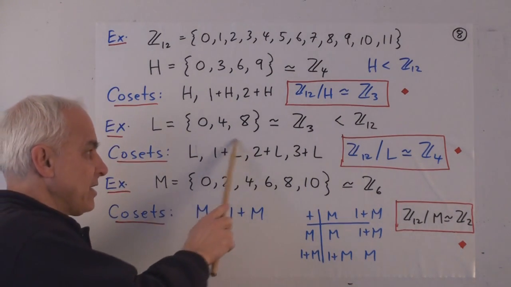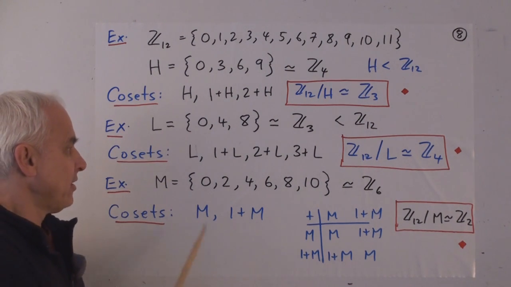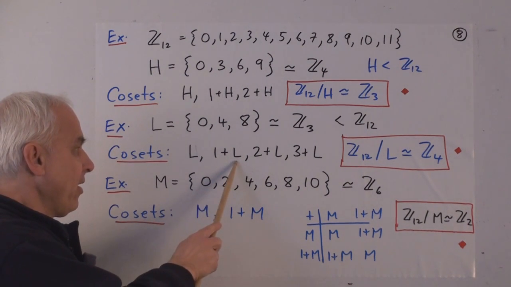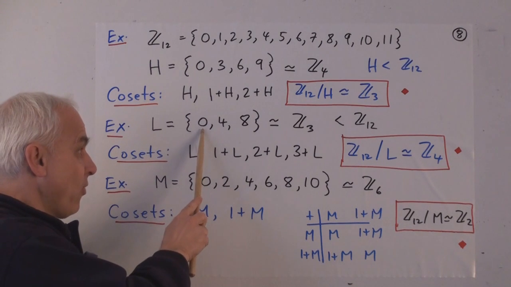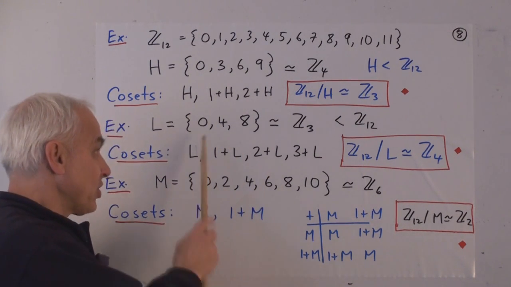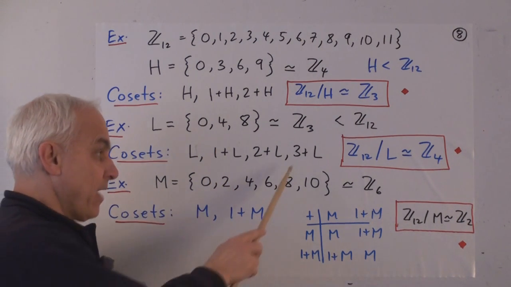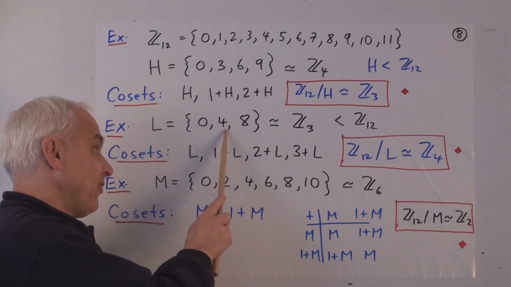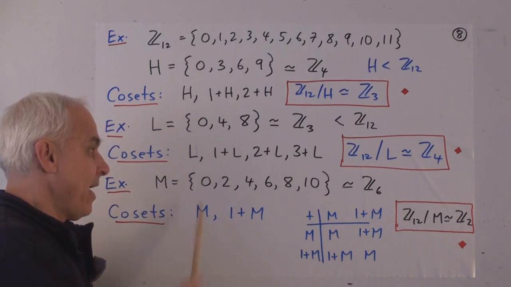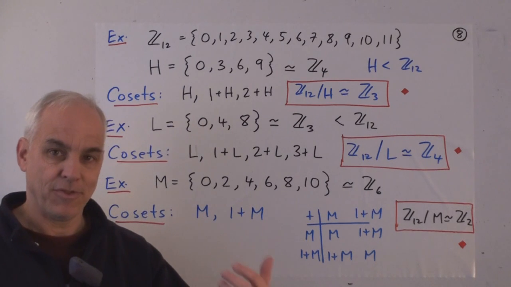And what are the cosets of this thing? Well, if we add 1 to it, we get the coset 1 plus L, consisting of the elements 1, 5, and 9. Then there's the coset 2 plus L, which consists of the elements 2, 6, and 10. And 3 plus L, consisting of 3, 7, and 11. And now these 4 cosets together fill out the group.